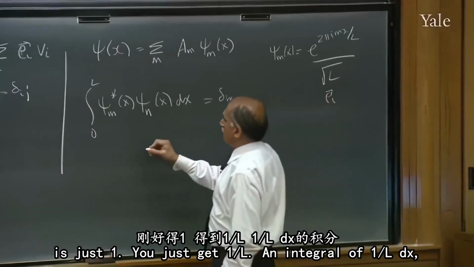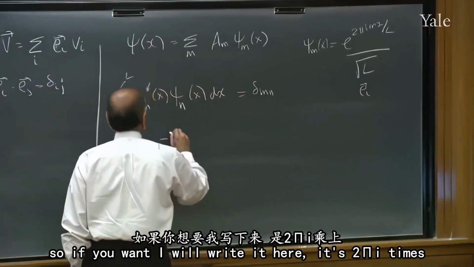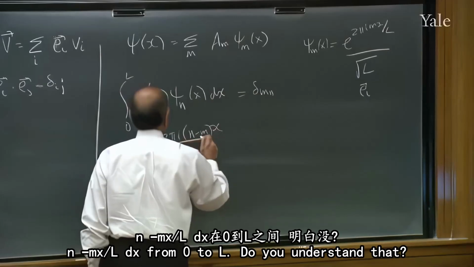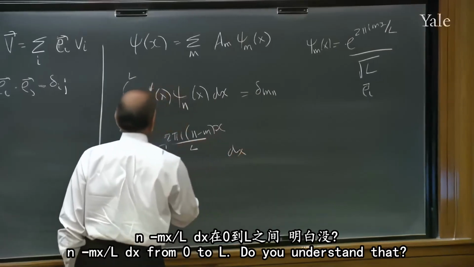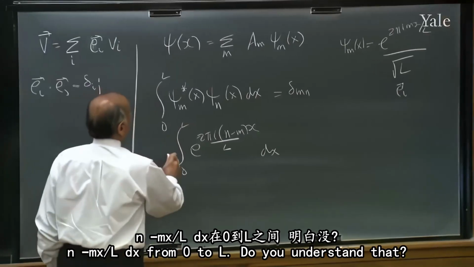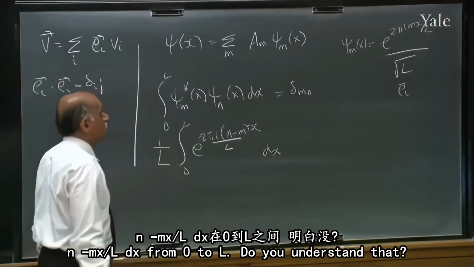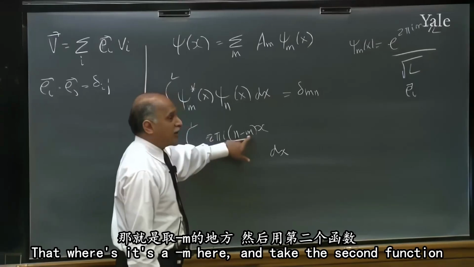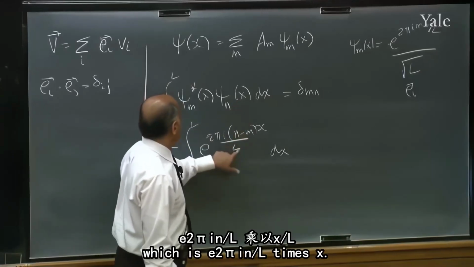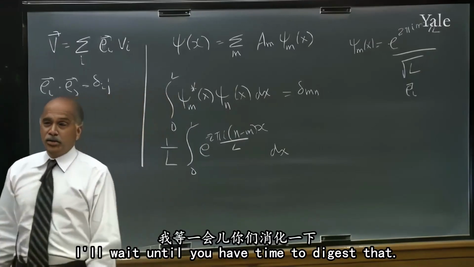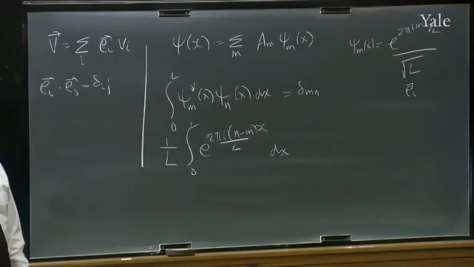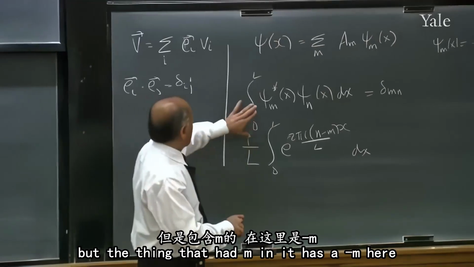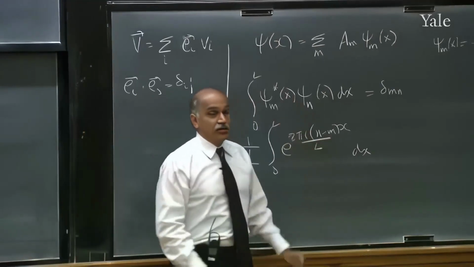And the integral of 1 over L dx, so if you want, I will write it here. It's e to the 2 pi I times (n minus m) x over L dx from 0 to L. Do you understand that? You take the conjugate of the first function, that's why it's a minus m here, and take the second function, which is e to the 2 pi I n over L times x. I'll wait till you have time to digest that. The product of psi m star with psi n, you combine the two exponentials, but the thing that had m in it has a minus m here because you conjugated everything.